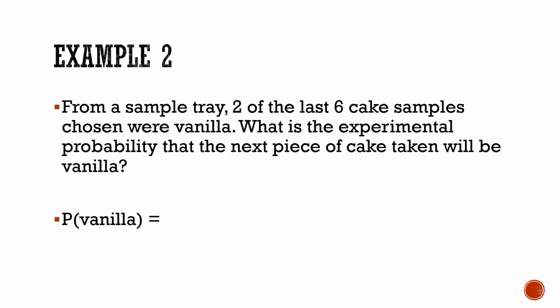Example 2. From a sample tray, 2 of the last 6 cake samples chosen were vanilla. What is the experimental probability that the next piece of cake taken will be vanilla? So we're looking for the probability of vanilla. So 2 of the last 6, that sets up our probability, so 2 over 6. And we'll simplify by dividing by 2. So 2 goes into itself 1 time and into 6 3 times. So there's a 1 in 3 chance that the next piece of cake will be vanilla.